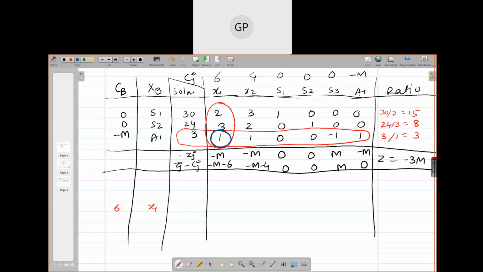You need not carry out any row transformation. So your new row will be the same as the old row: 3, 1, 1, 0, 0, minus 1, 1.